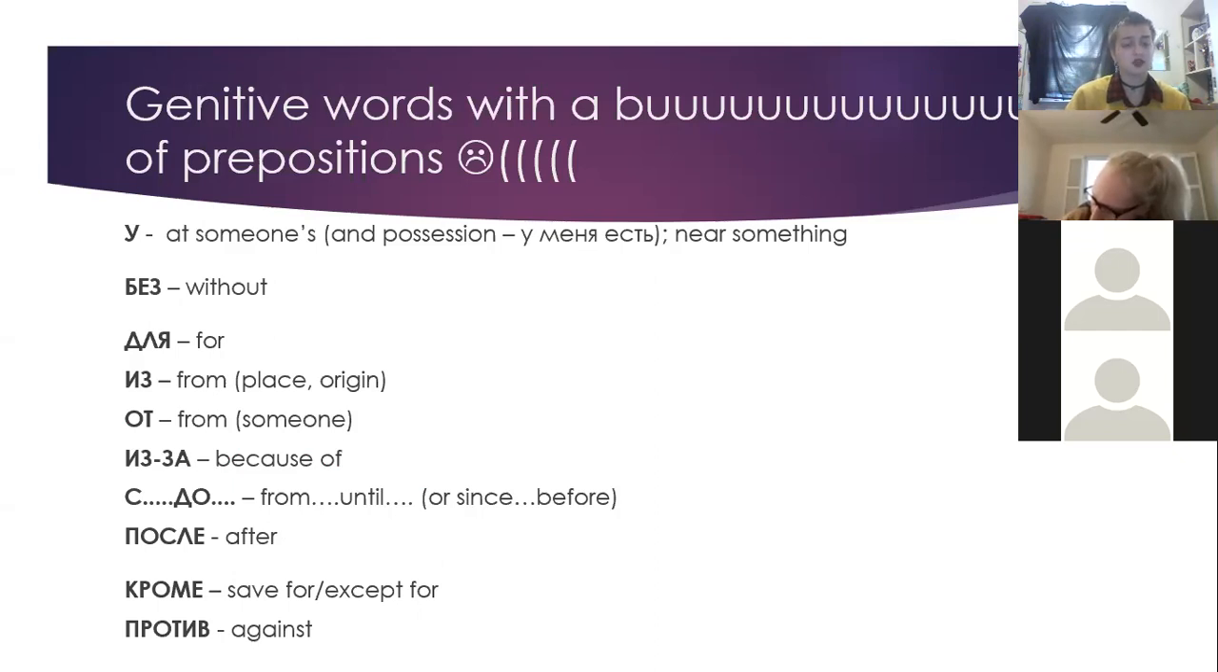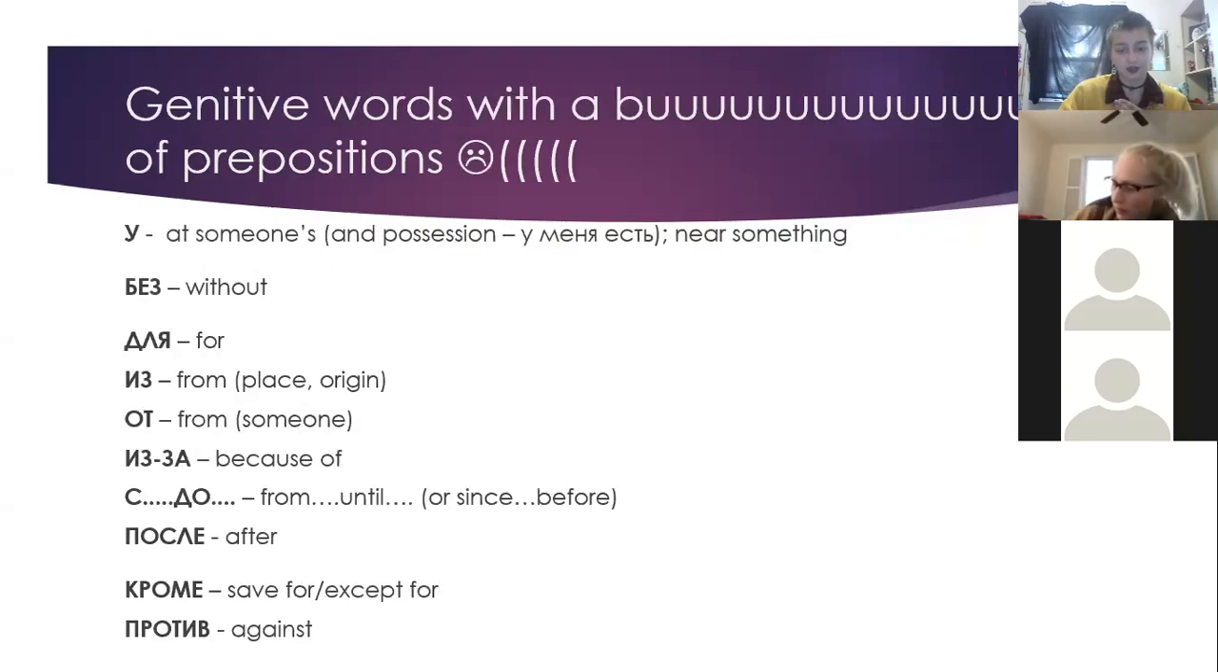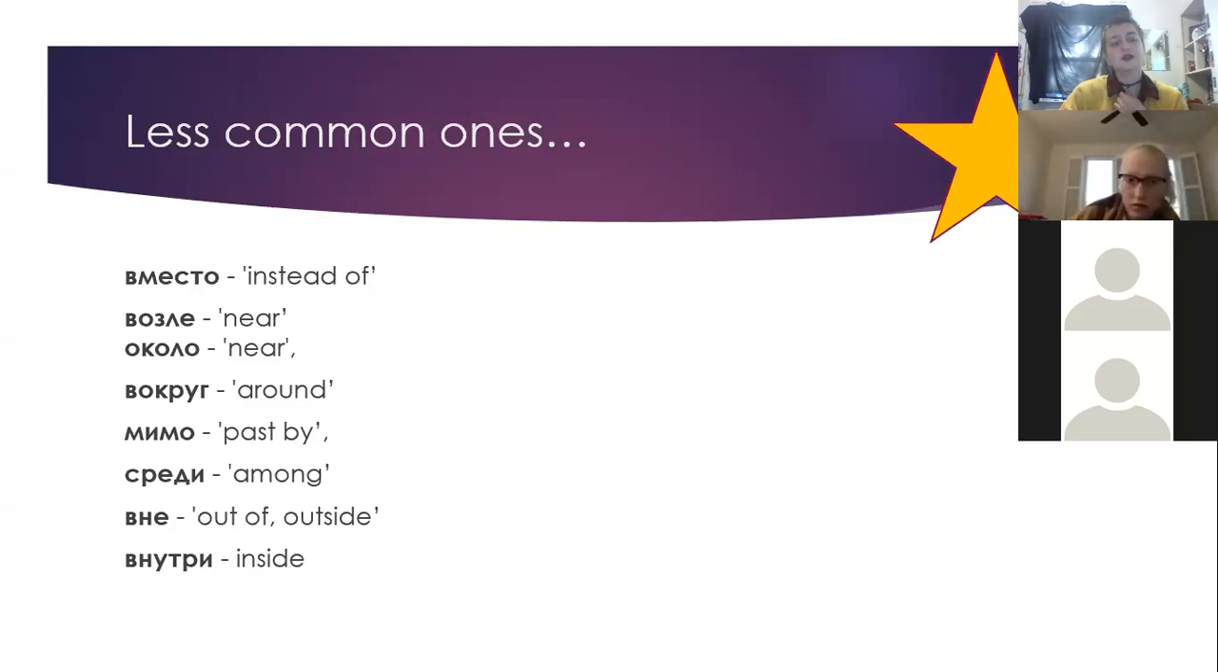После, after, genitive. Кроме, except for, save for, genitive. And против, against, is also genitive. When I said a bunch, I meant a bunch. These are just the popular ones. There are more. Only these are maybe a little bit less useful, or at least less commonly used, but they also are indicative of genitive. I don't know how on earth you guys are gonna learn it, but if you do want to learn it, here they are.